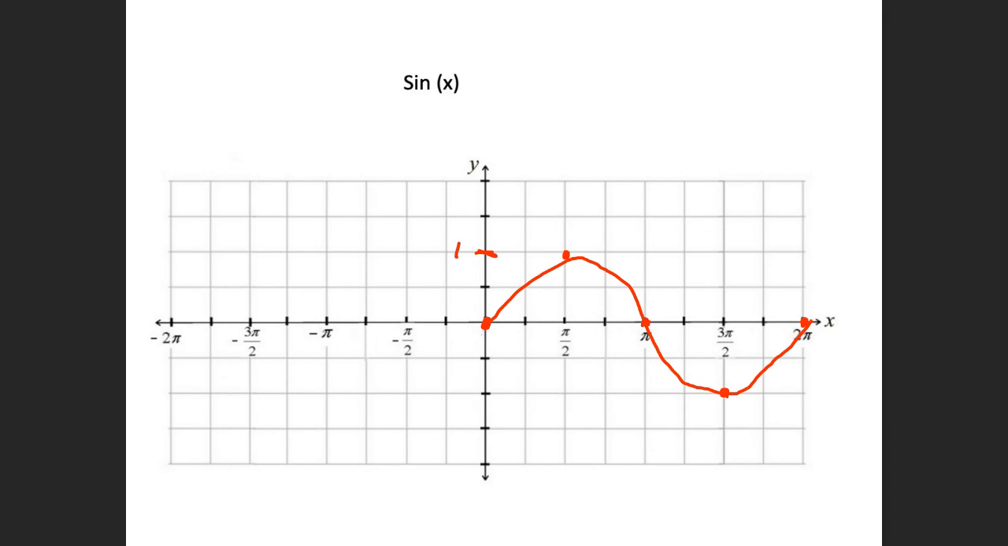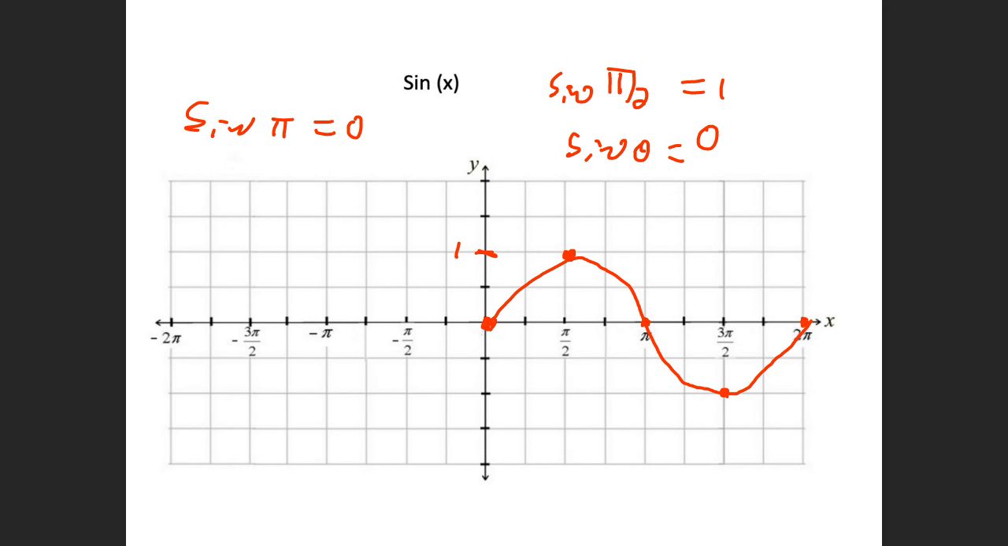So if I asked you for exact values, if I said, what is the sine of pi over 2? You should be able to look at this graph and say, oh, it's 1. If I asked you for the sine of 0 degrees, you should say, oh, the sine of 0 is 0. If I said, what is the sine of pi? You would say 0.